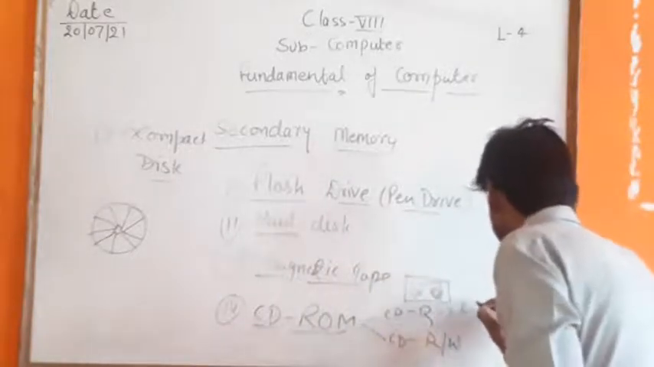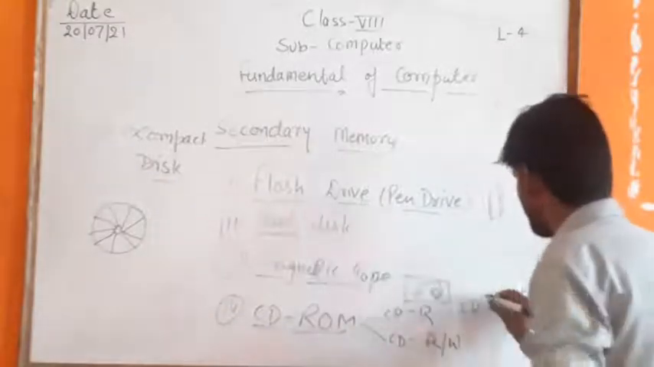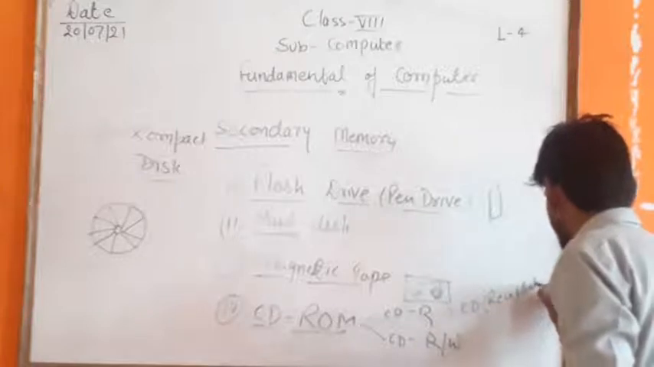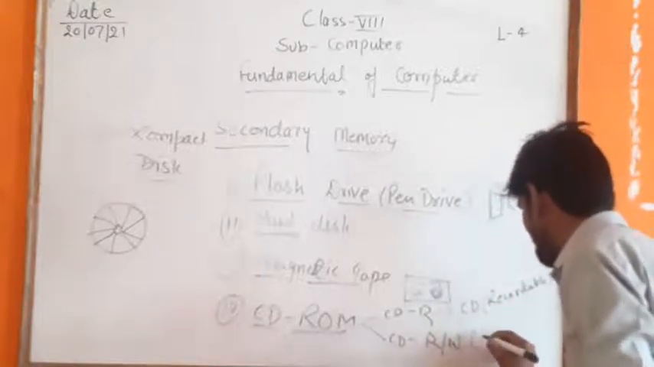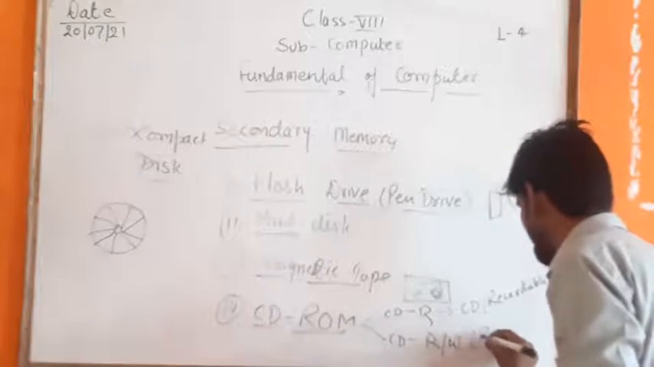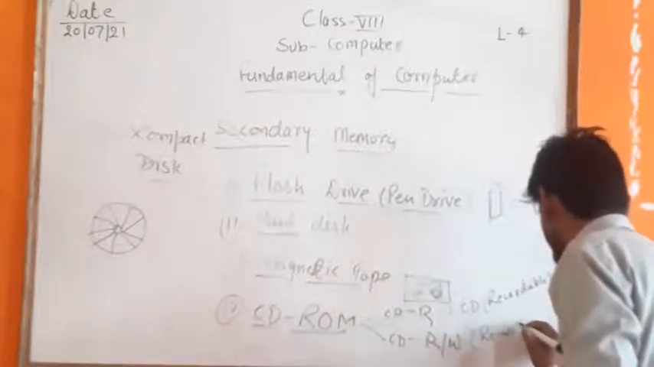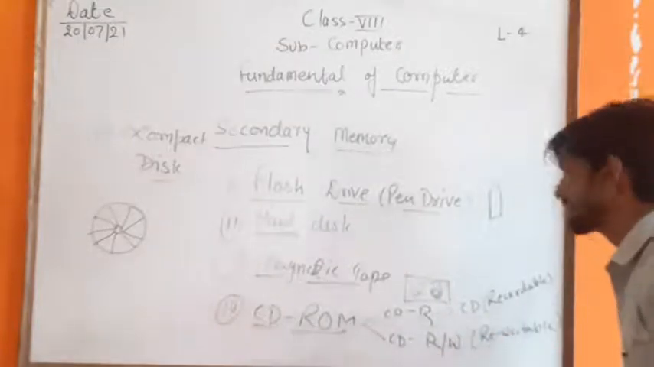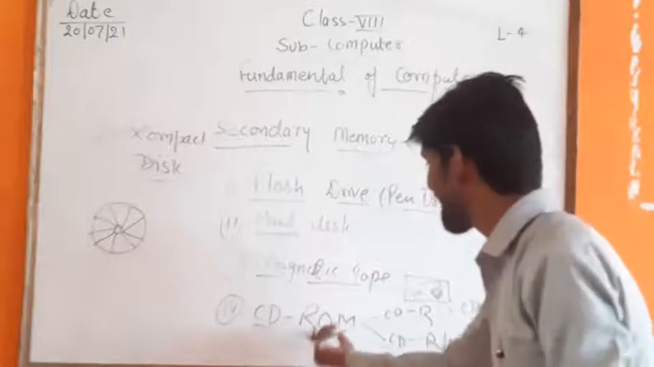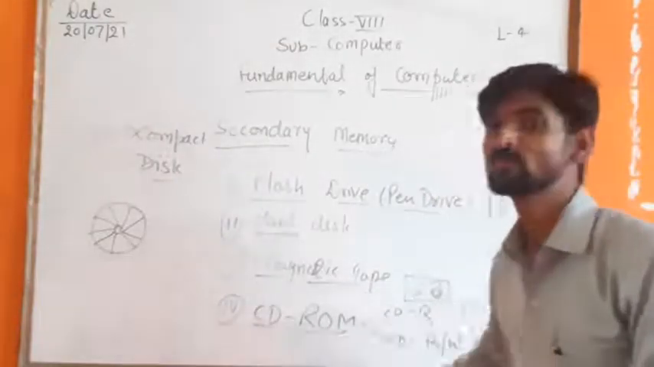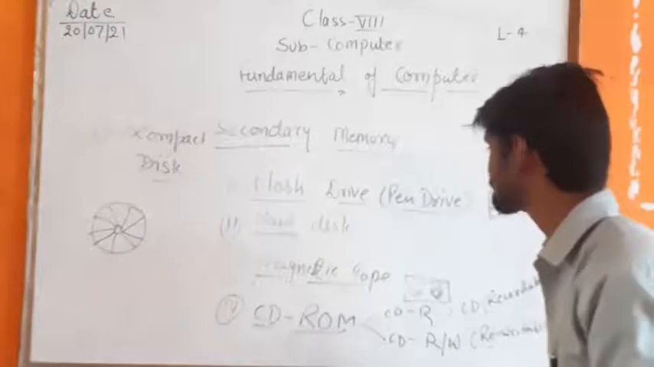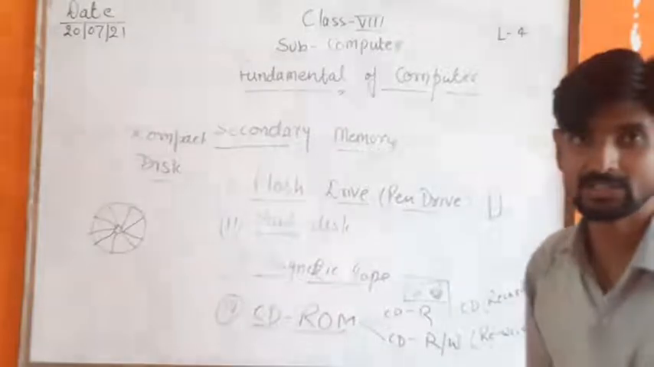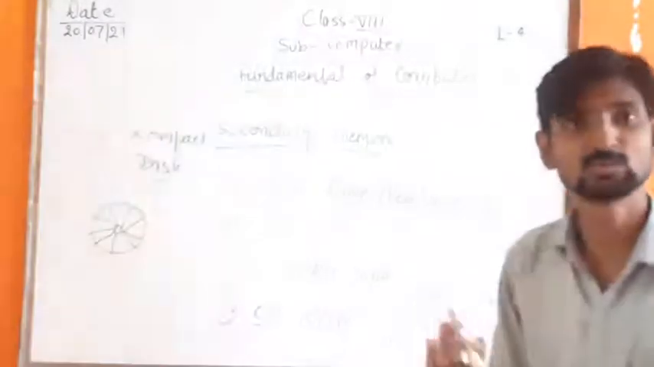What do CD-R and CD-RW mean? CD-R means compact disc recordable, and this one is CD-RW, compact disc rewritable. What is the meaning of recordable and rewritable? In terms of ROM, we know it is read only memory. That means once we save our data into a CD, we cannot manipulate it. Once our data is saved, we cannot change it.